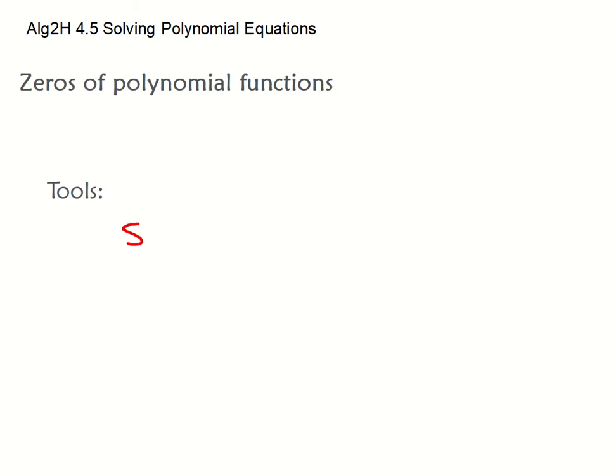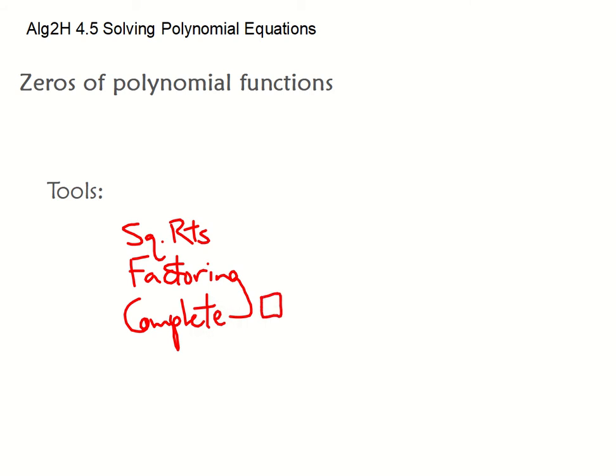So you can solve by taking square roots. If there's no b term, you can solve by factoring. You can solve by completing the square. Or you can solve with the quadratic formula. Those were all algebraic ways to solve quadratics.